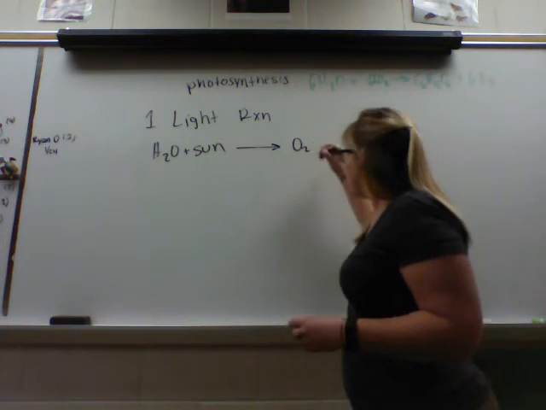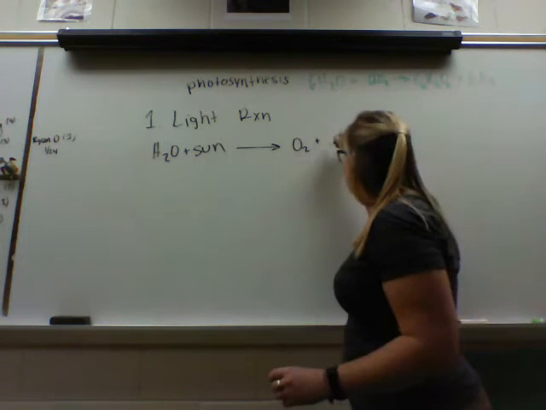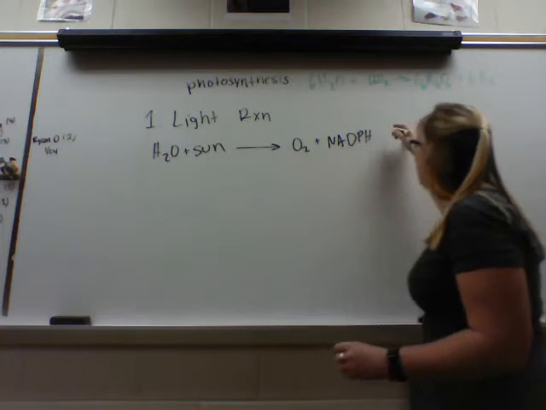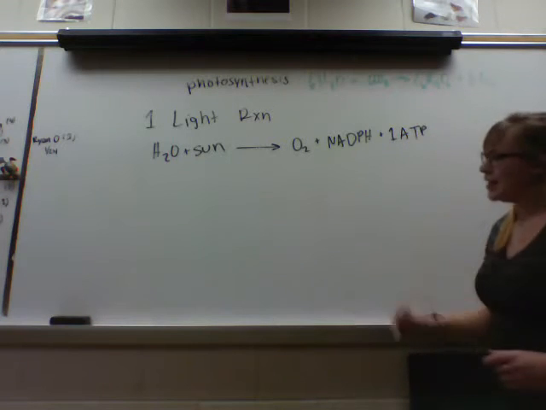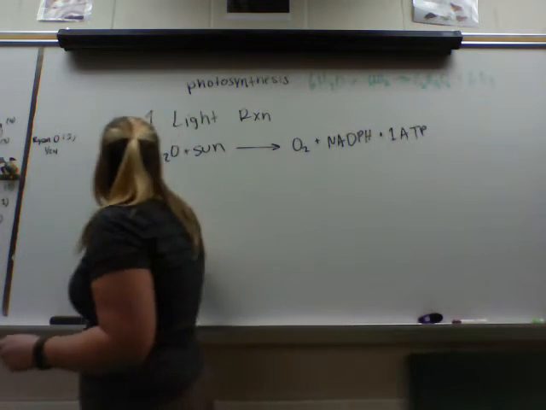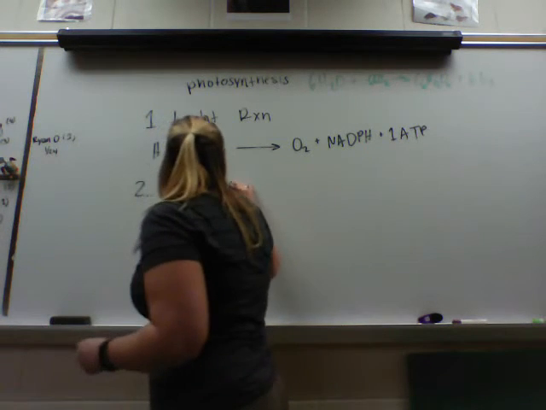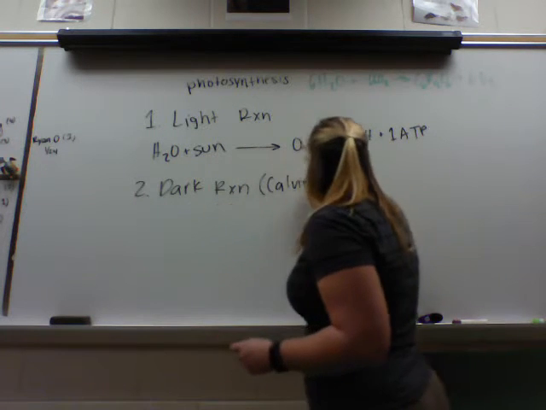Water comes in and sun goes in, and then what we get out of that, we produce some oxygens there, and then we produce our favorite intermediate molecules that everybody hates, NADPH. We also produce 1 ATP. That ATP is required for the next step of photosynthesis, which is the dark reaction. The dark reaction is also known as the Calvin cycle. I'm going to write Calvin in parentheses.